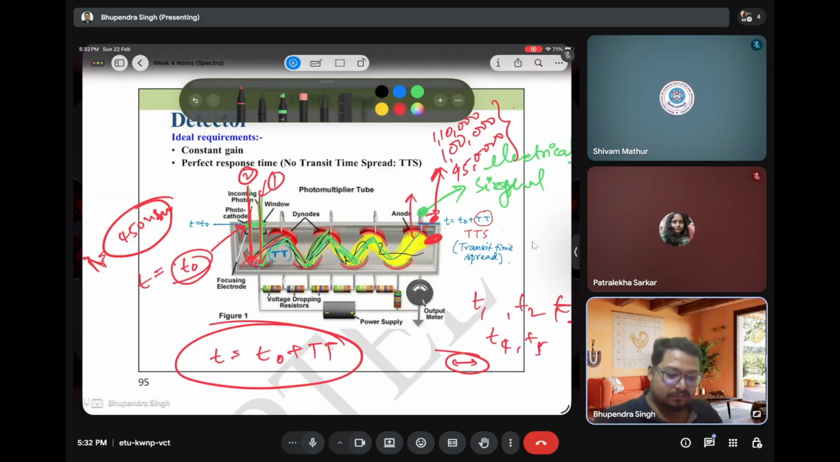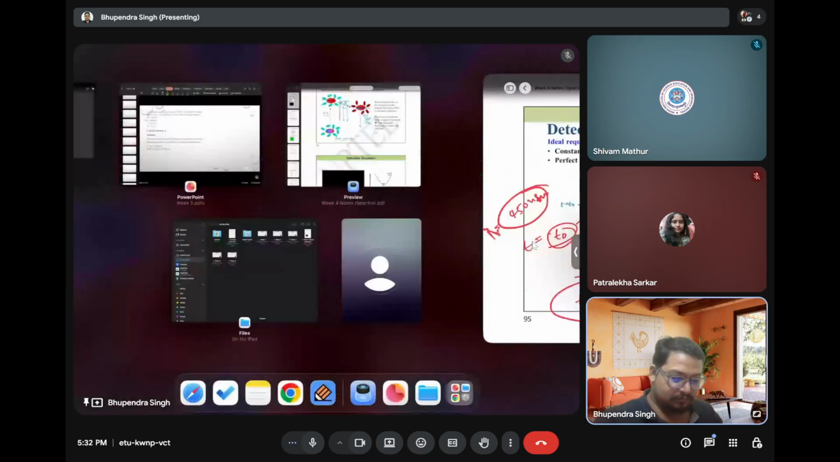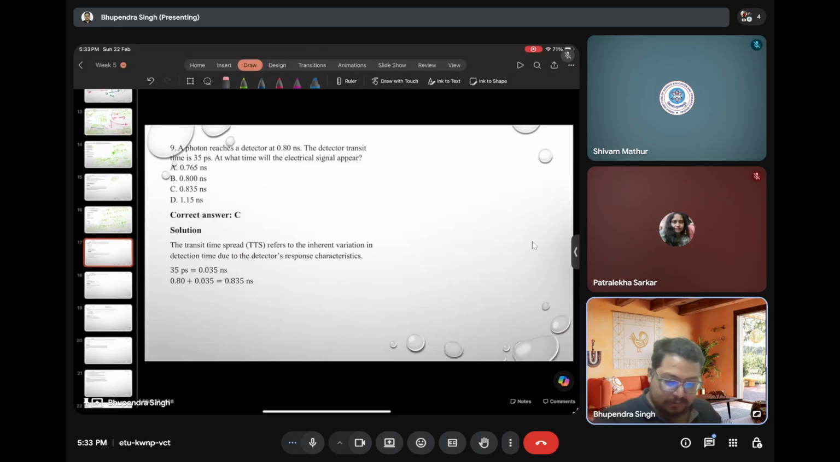So anyway, coming back to our question. Yes, so this should be our answer. At what time will the electrical signal appear? After this time the electrical signal will appear.